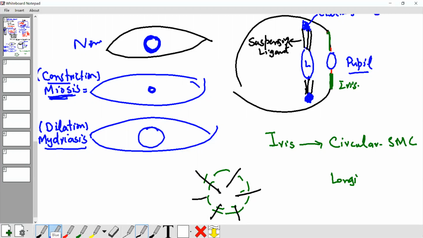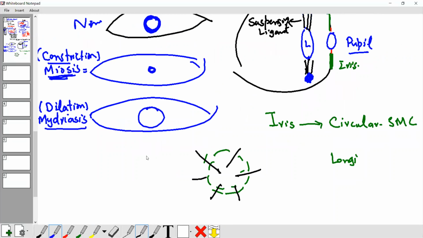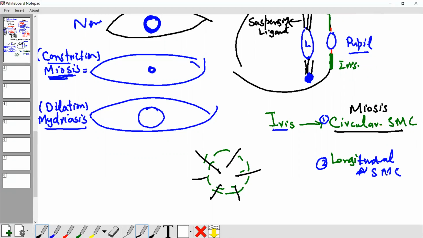Clear? There are two types of muscle in the iris, circular and longitudinal. Both are smooth muscle. If the circular muscle contracts, what happens? Meiosis. If the longitudinal muscle contracts, what happens? Mydriasis. Is this concept clear or not?